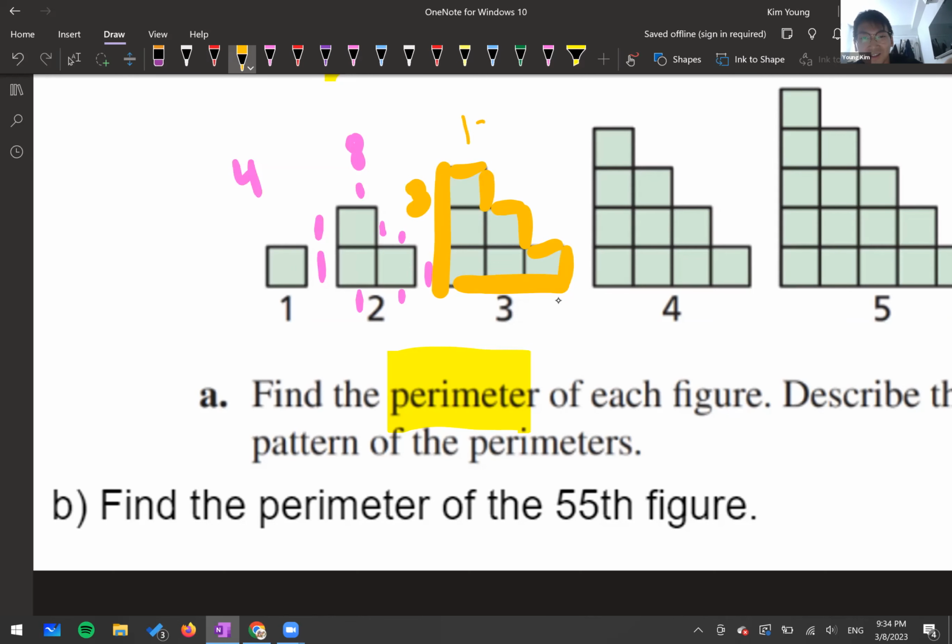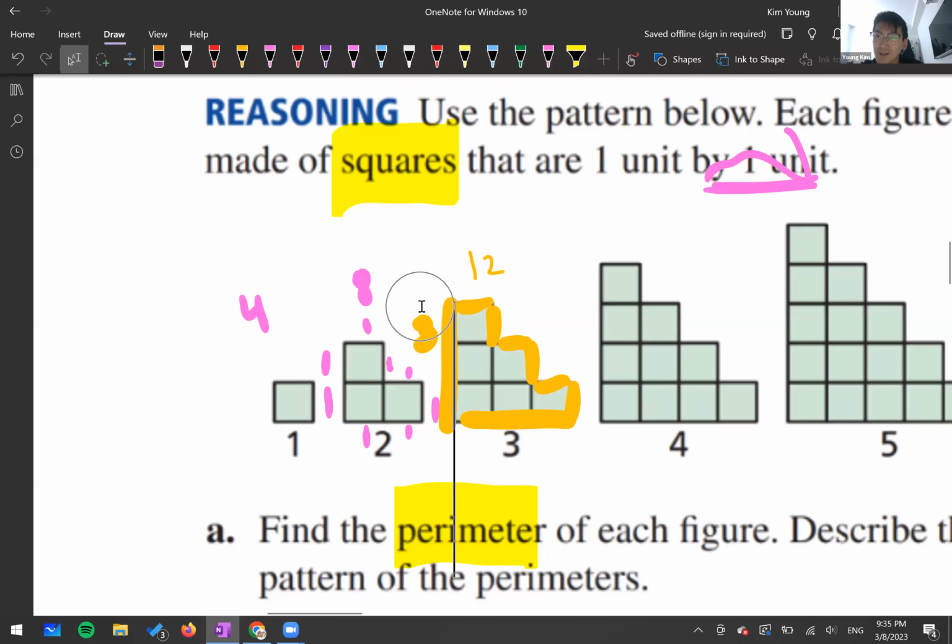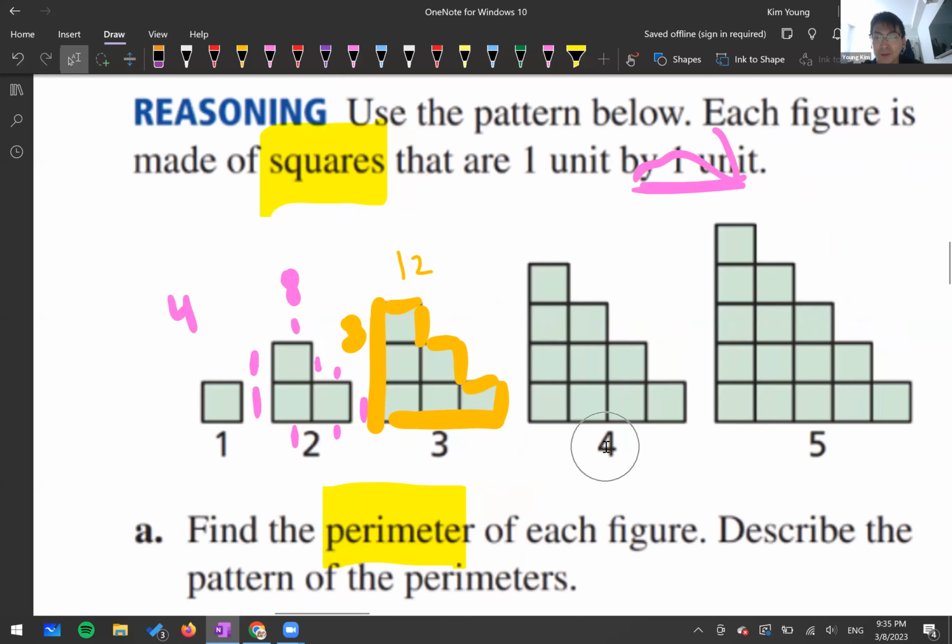Okay, so it's 4, 8, 12. Huh? Looks like there's a pattern here. Okay, now the number 4 here. That's 4. That's 4. That's already 8. Right, and then count these again like this, or you could even go like this. So it's 8 so far, right? 9, 10, 11, 12, 13, 14, 15, 16. Okay, so this is 16.